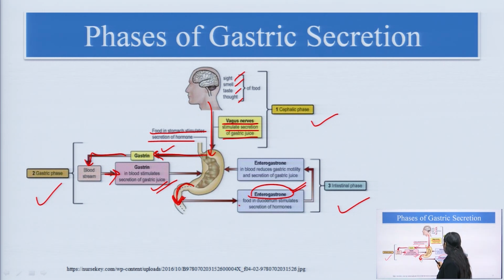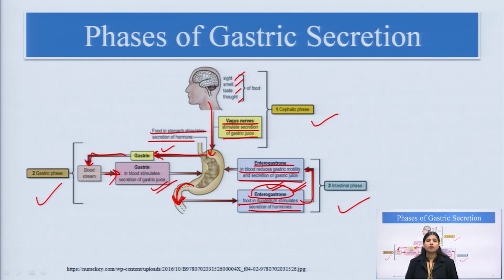what will it cause? The food in the duodenum stimulates the secretion of the hormone. Once the food has reached the small intestine area, it will stimulate the secretion of enterogastrone, and that enterogastrone will cause the reduction of the secretion of gastric juices. So, here it is written: enterogastrone in the blood reduces gastric motility and secretion of gastric juices. This is how it is regulated.